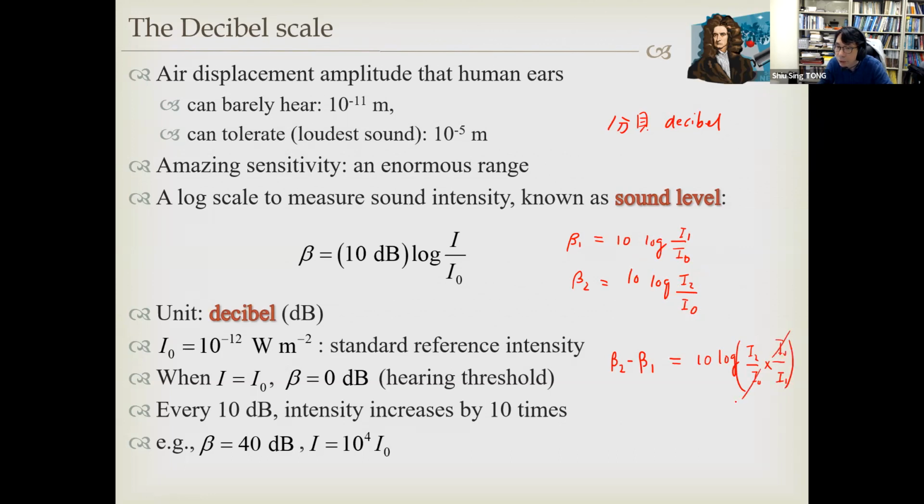So the I naught gets cancelled. That means the reference level does not matter. And you have 10 log I2 over I1. And so if you like, you can have I1 over I2. You take the power of 10 on both sides.